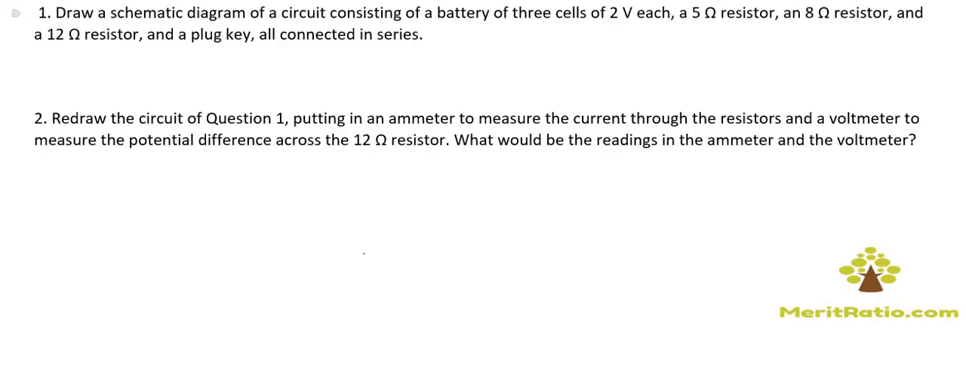Next question, of page number 213 of NCERT, based on series combination: draw a schematic diagram of a circuit consisting of a battery of 3 cells. What is given? We are given 3 cells, each having the value of 2 volt, and the value of resistors 5 ohm, 8 ohm and 12 ohm, and a plug key, all connected in series.